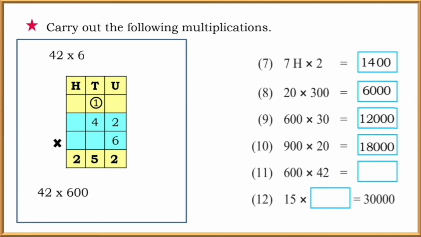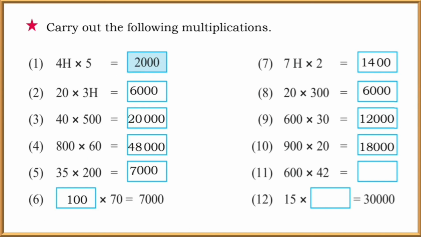मग 600 चे 2 zeros आपण 252 च्या नंतर राईट करणार आहोत. सो फायनल आन्सर इज 25,200. So 600 multiplied by 42 is equal to 25,200. Now 15 multiplied by dash is equal to 30,000.